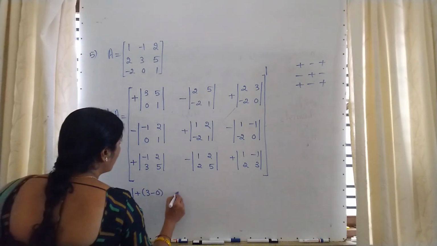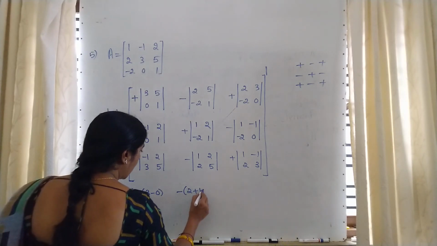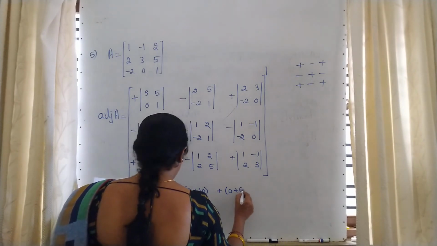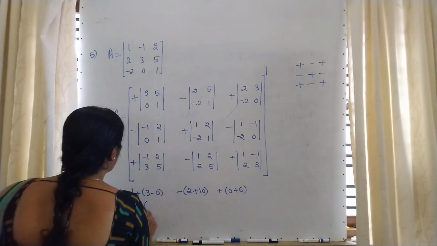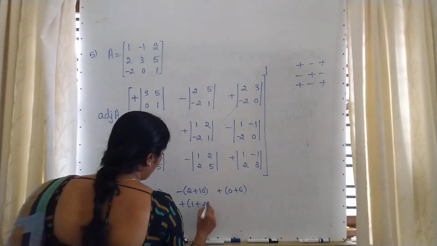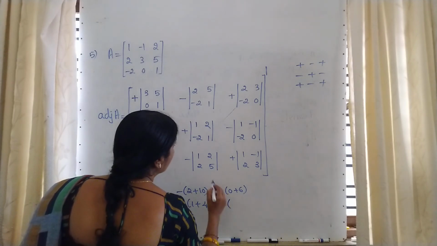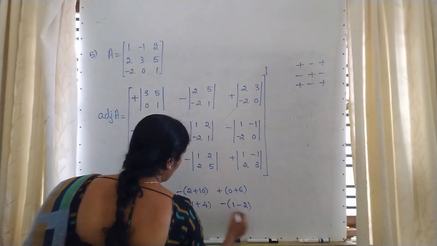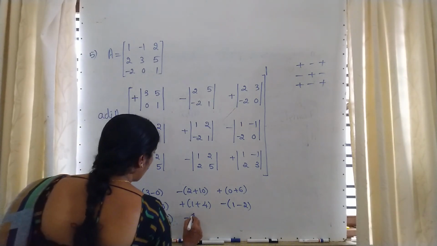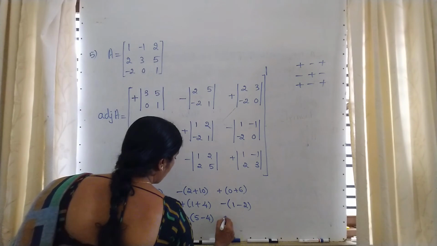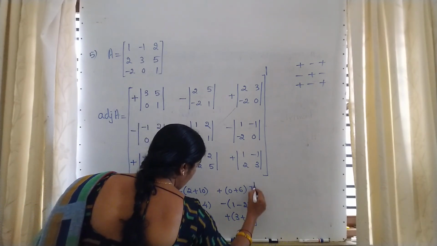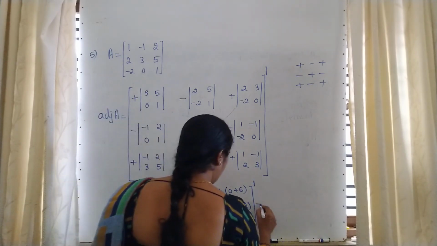3 minus 0, middle minus 2 plus 10. Next, plus 0 plus 6. Minus 1 minus 0, plus 1 plus 4. Minus 1 minus 2, plus minus 5 minus 6, minus 5 minus 4, plus 3 plus 2. It's a transpose you have to write. Now simplify this.